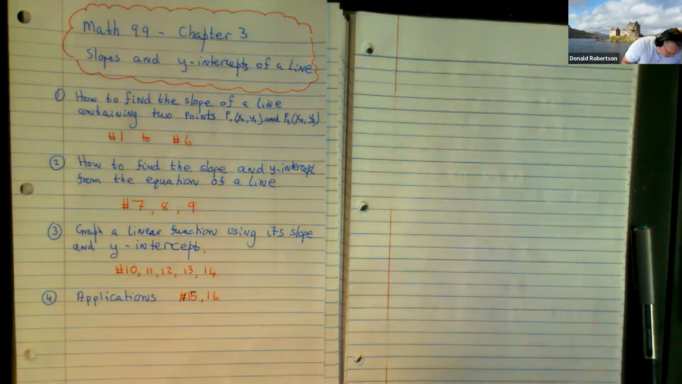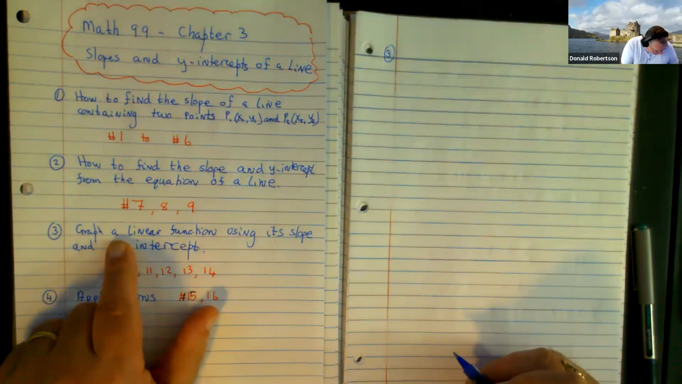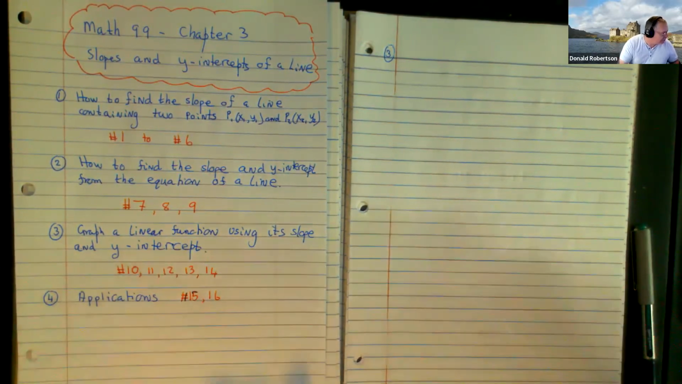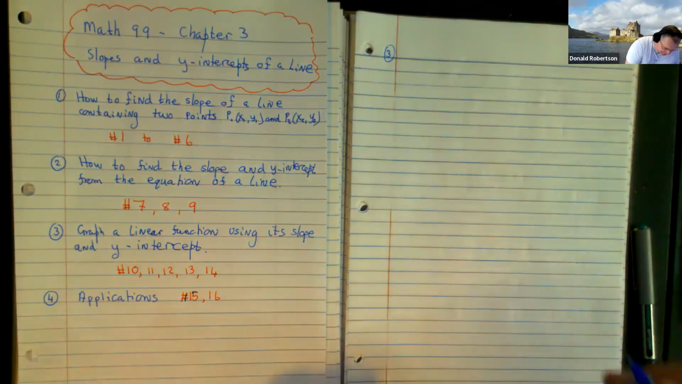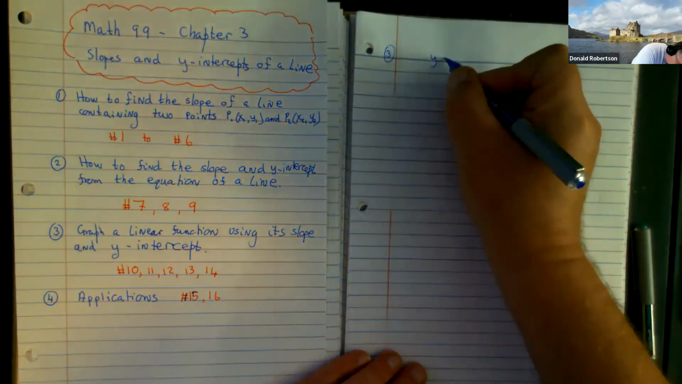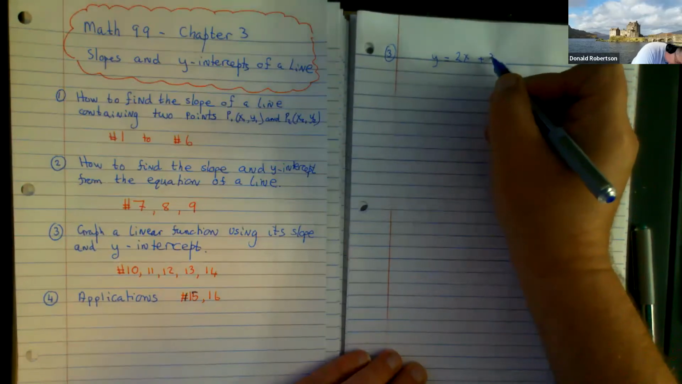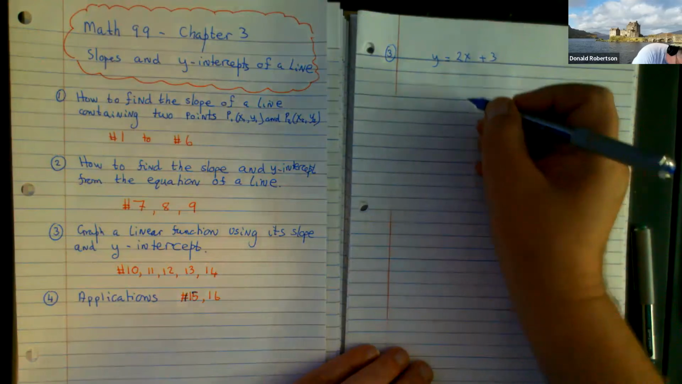So we're now on to our third topic. We're going to look at how to graph a linear function using its slope and its y-intercept. And that's going to start, I believe, at question 10. So imagine I give you the equation of a line and I tell you that it's 2x plus 3. And I would like to use that to help me draw, or graph, as we would call it, that particular line.